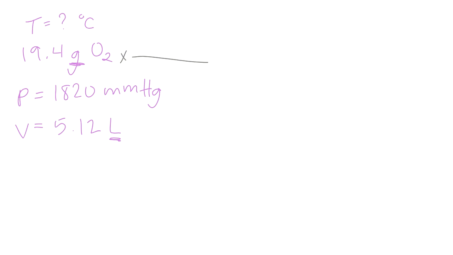So 19.4 grams, we're going to use our molar mass to convert into moles. So 1 mole of oxygen will take us 32 grams. So when we do that math, we end up with 0.606 moles. So now we're in the correct unit for amount.